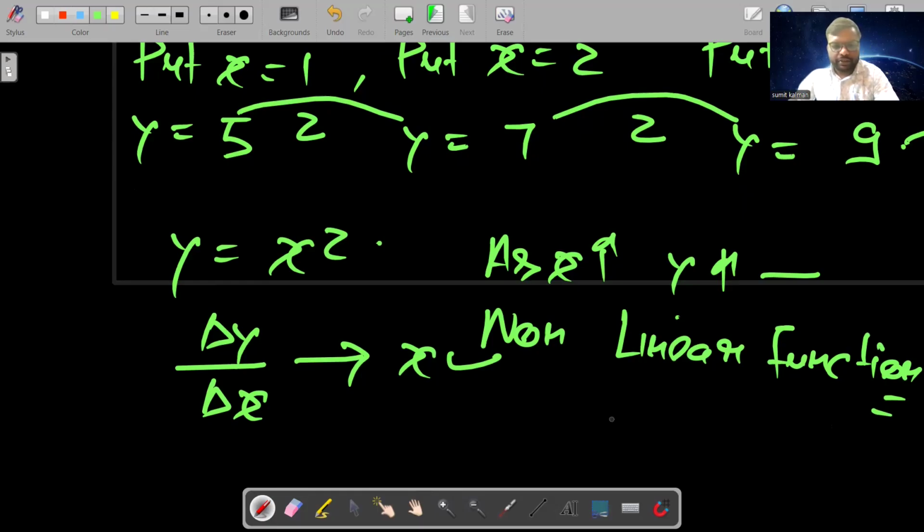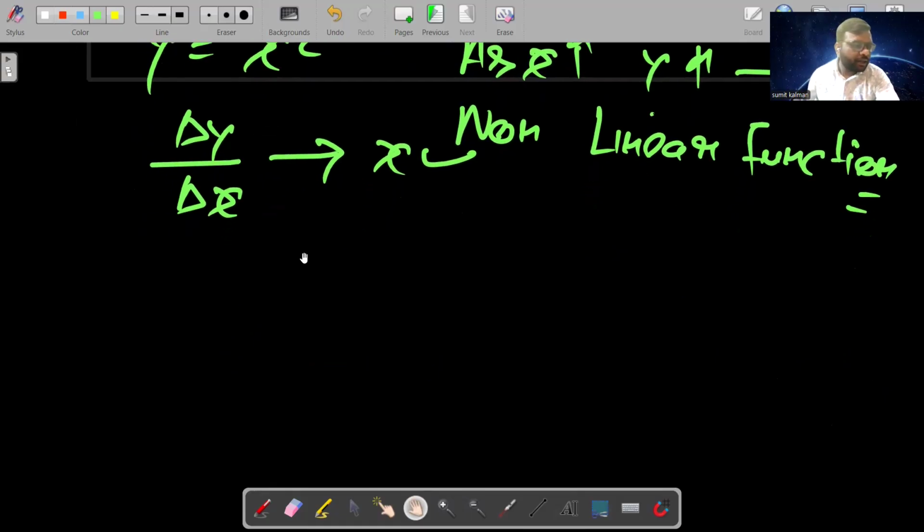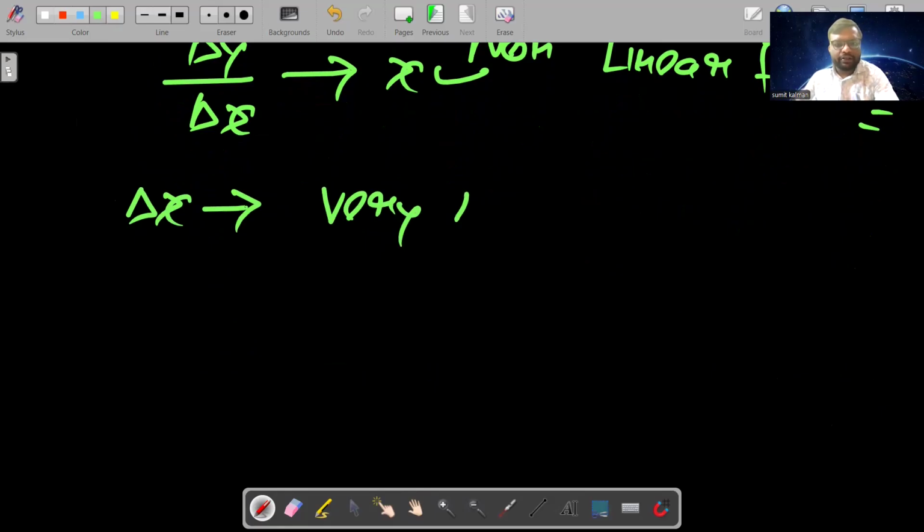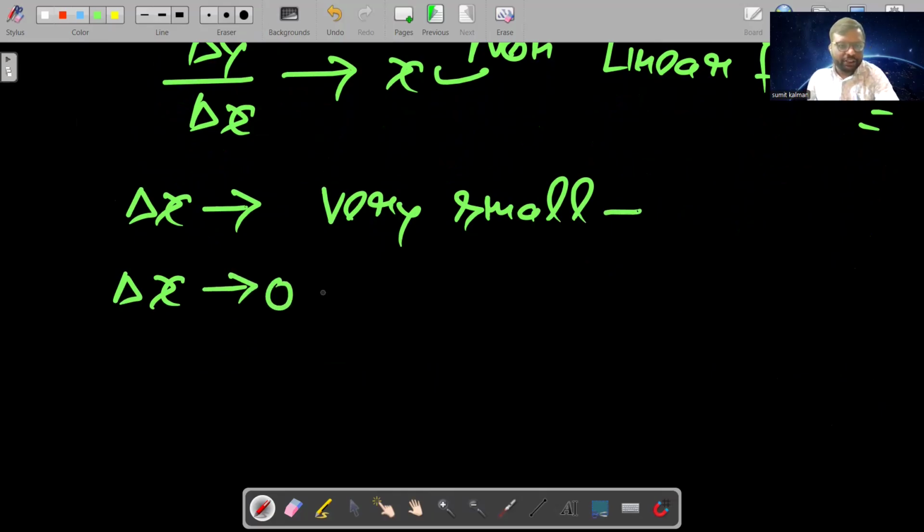That's it. So now next. Now students, when the change done in x, that is delta x, is very small, in mathematical form, if I write the change delta x to be very small, I will just put here delta x tends to 0. It means the change in x is very small.